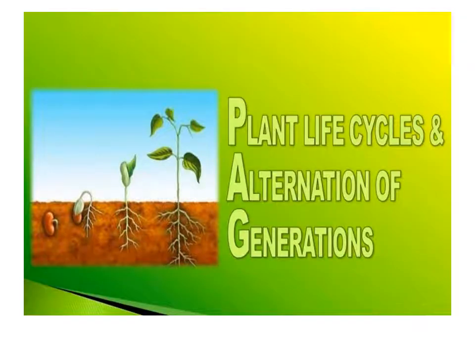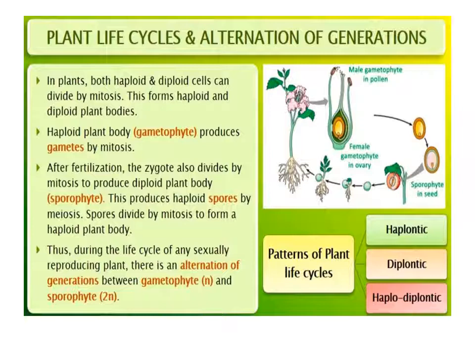Plant life cycle and alternation of generation. In plants, both haploid and diploid cells can divide by mitosis. These form haploid and diploid plant bodies. The haploid plant body, the gametophyte, produces gametes by mitosis. After fertilization, the zygote also divides by mitosis to produce the diploid plant body, that is the sporophyte. These produce haploid spores by meiosis. Spores divide by mitosis to form a haploid plant body.